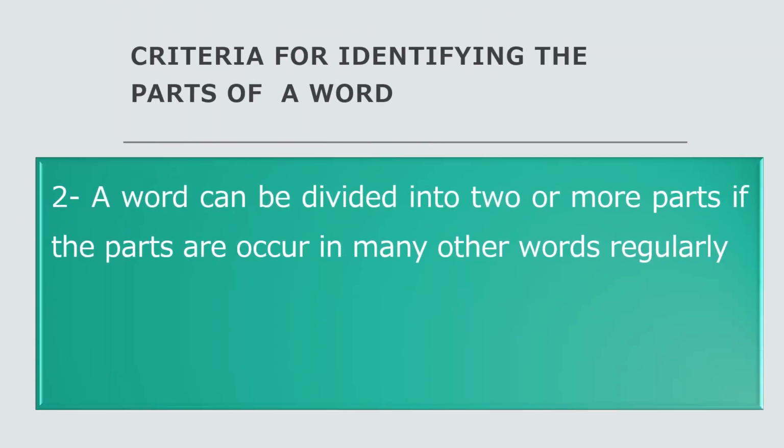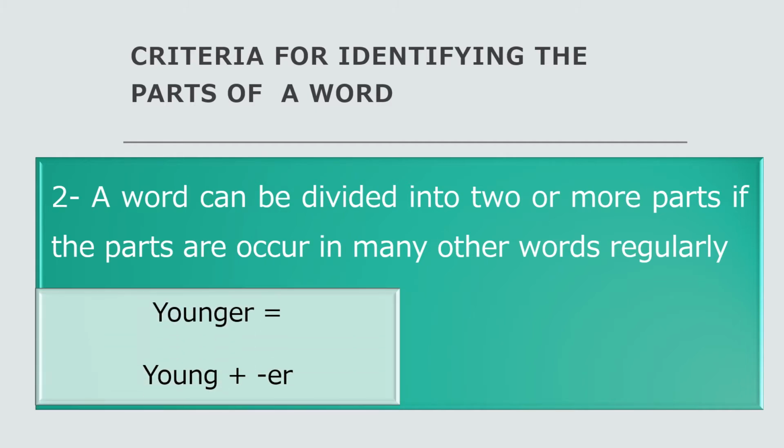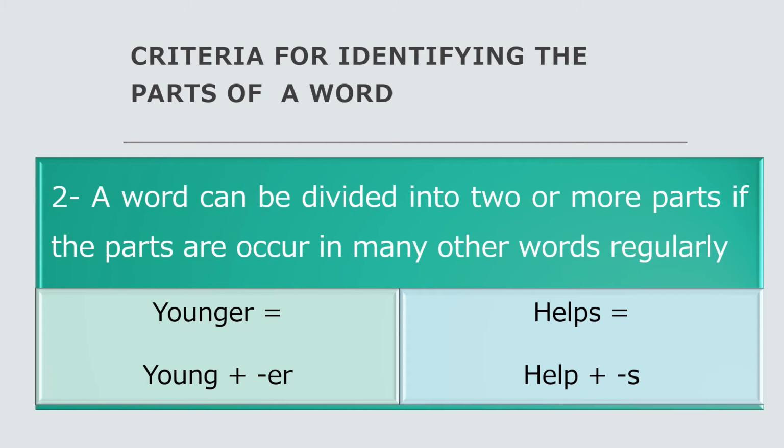Now we can go to the second criterion, which is that a word can be divided into 2 or more parts if the parts occur in other words. It means that if we look closely into a word, we can get 2 or more parts, like in younger or helps. In younger, we get a word which comes independently in English, which is young. And in helps, we get help. But we don't use er or es as an independent word in English.